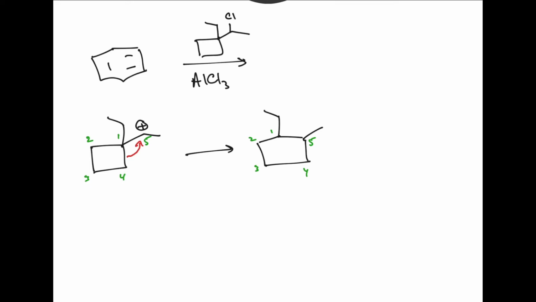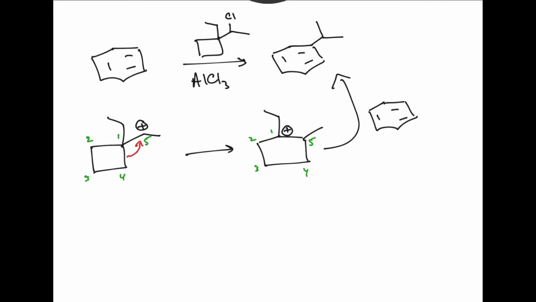Electrons left carbon 1. We broke the bond between carbon 1 and carbon 4, and those electrons went to make a bond between 4 and 5. That means carbon 1 gets a positive charge. And then your benzene adds to this, and you get your product. So it's always going to do the rearrangement first before your ring tries to add.